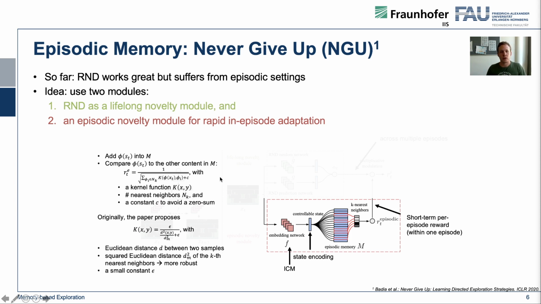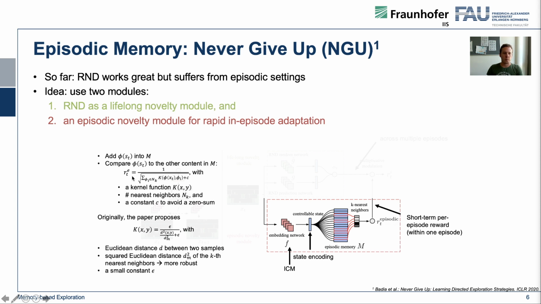The second module, the episodic module, is actually a little bit different. Through the ICM, we get the encoding of the state, and the general idea is to put all the states that we've seen in the episode into an episodic memory. If we then get a new state, we just compare the encoding of the current state with the content in the episodic memory. There's a bunch of different metric functions that you can use. This is the one proposed in the paper.